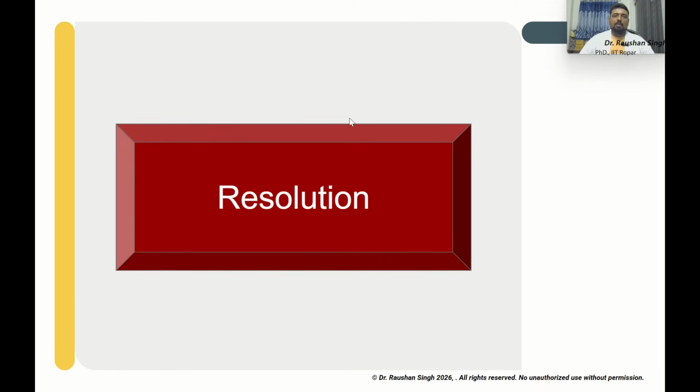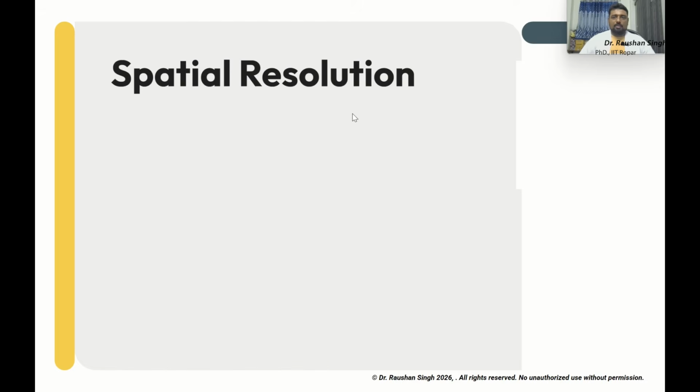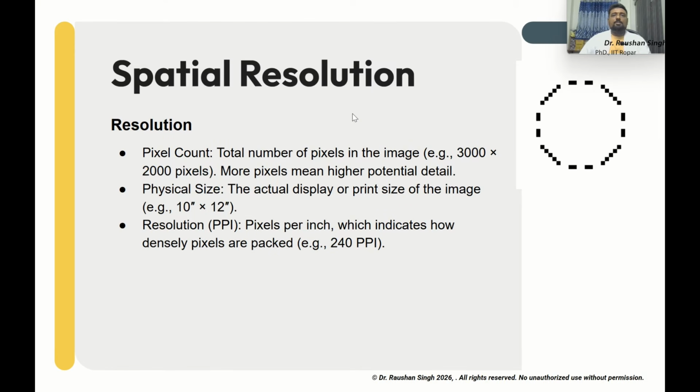Coming to resolution, a high resolution camera can give you a higher quality of image, and a low resolution camera can give you lower quality images. Why this basically happens, we'll see here. The first one is spatial resolution. Spatial resolution you can understand as being very similar to sampling.